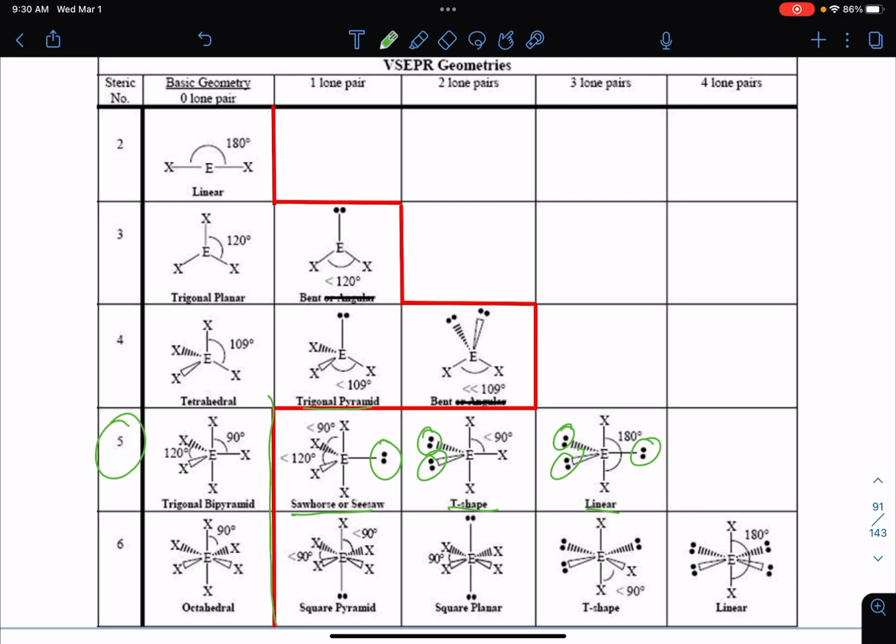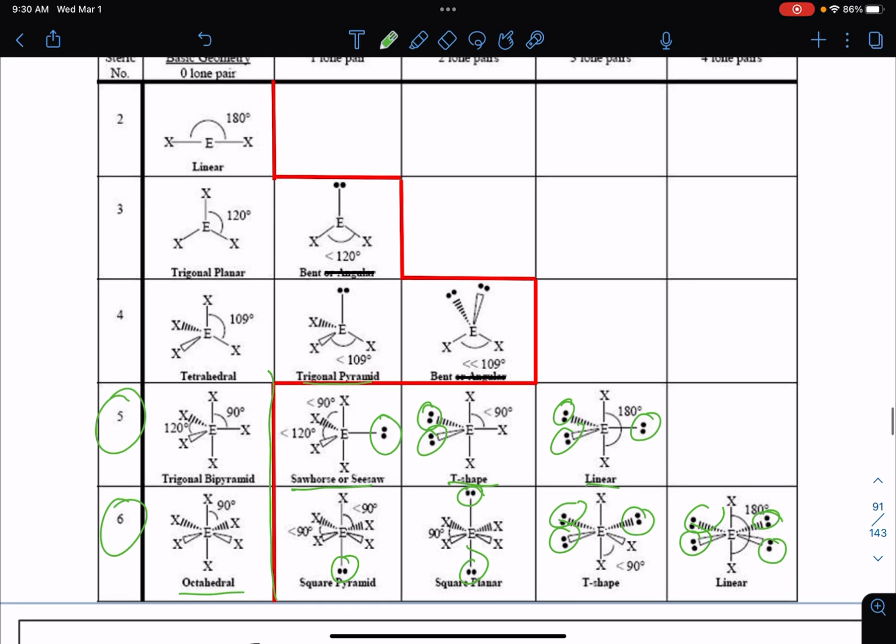6 electron domains. If all 6 of them are attached atoms, we call this octahedral with a bond angle of 90, and that again is the extent that we will look at for octahedral molecules. But if you start replacing the attached atoms with 1 or 2 or 3 lone pairs or 4 lone pairs, your shapes for the molecules begin changing a little bit. So the name changes: square pyramid, or you've got a square planar, T-shape, and linear.